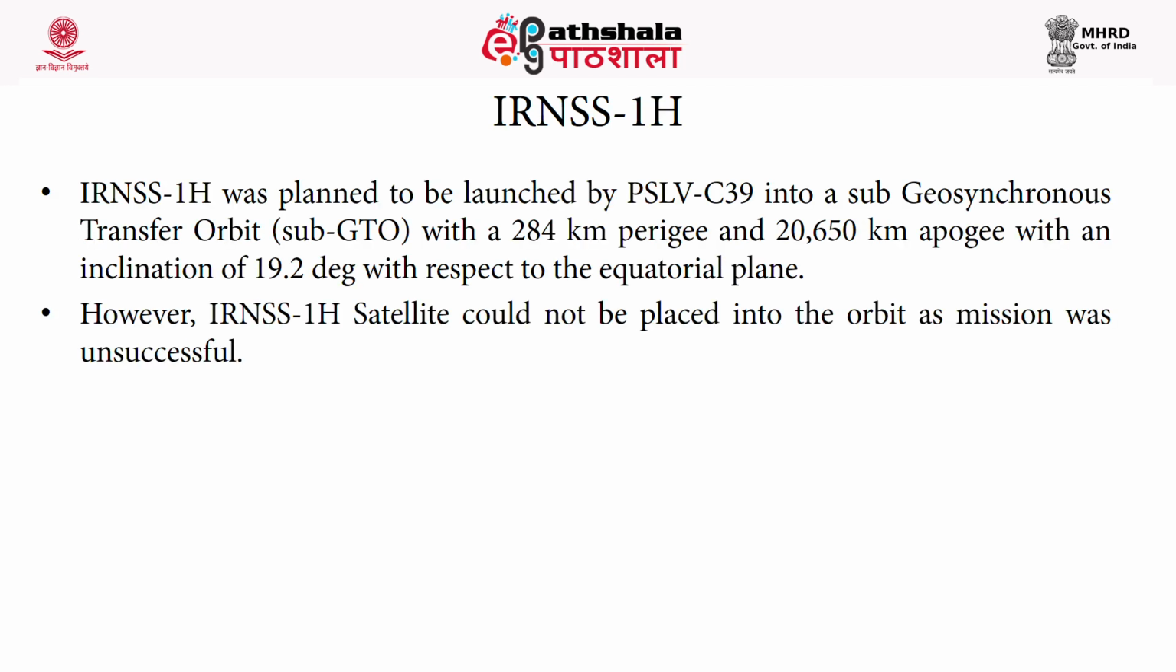IRNSS-1H is the 8th satellite that was planned to be launched by PSLV C-39 into sub-geosynchronous transfer orbit with a 284 km perigee and 20,650 km apogee. However, it could not be placed into the orbit as the mission was unsuccessful.